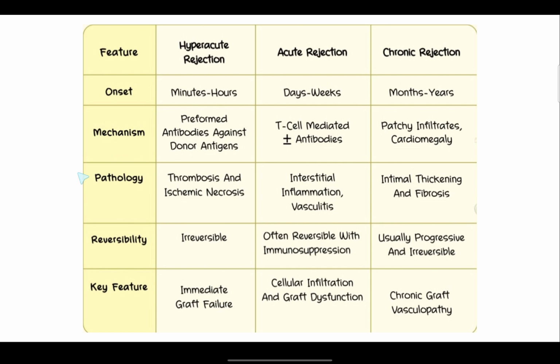So, the pathology between all these graft rejections are thrombosis and ischemic necrosis in case of hyperacute, interstitial inflammation and vasculitis in case of acute, and intimal thickening and fibrosis in case of chronic. Now we will completely study hyperacute, acute and chronic separately.